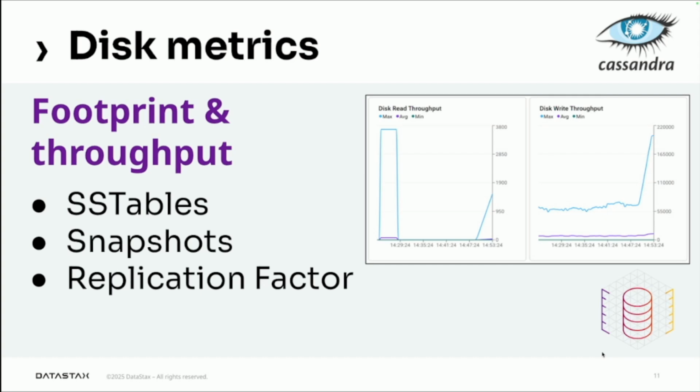Okay, disk metrics. The main thing that you want to keep an eye on for your cluster, especially for migration, is your actual disk footprint. That'll be how much space on disk your SSTables are taking up. Are your tables defined to use compression? Because that's going to make a difference too. What about your snapshot directories? Make sure that you have a feel for how big those are.